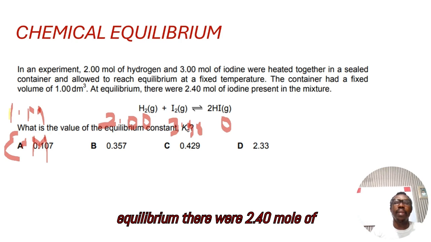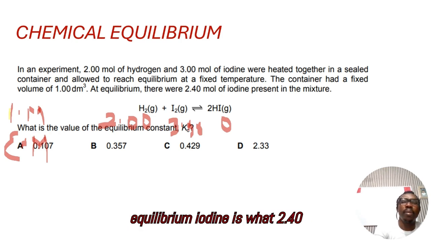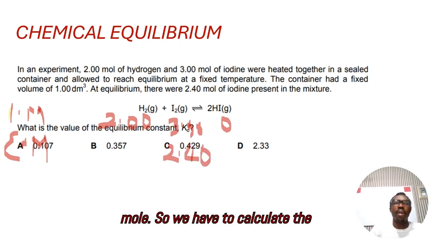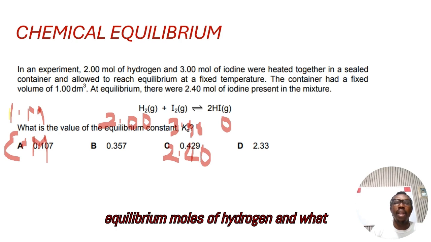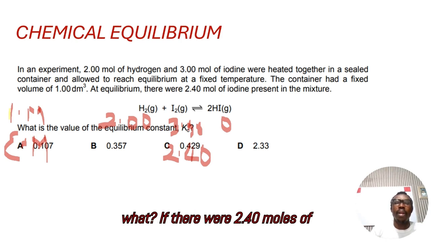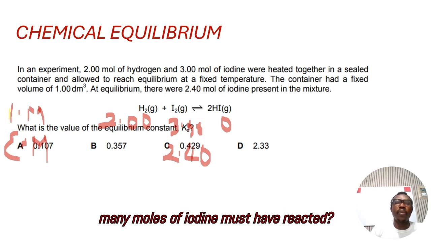So at equilibrium, there were 2.40 mole of iodine present in the mixture. So at equilibrium, iodine is 2.40 mole. So we have to calculate the equilibrium moles of hydrogen and hydrogen iodide. Now, if there were 2.40 moles of iodine present at equilibrium, how many moles of iodine must have reacted?